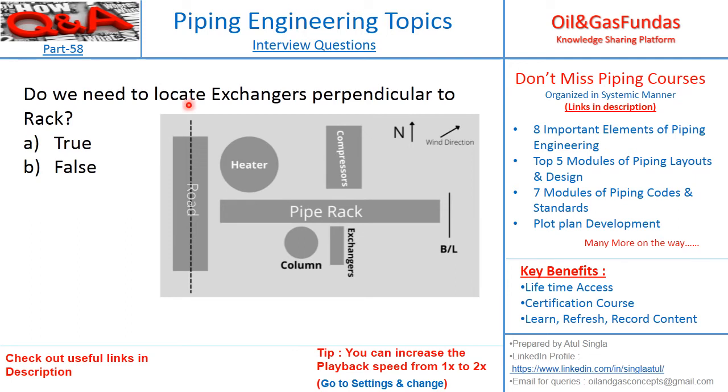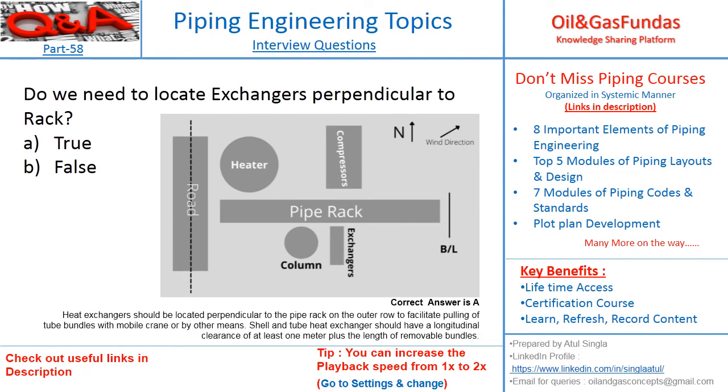Do we need to locate exchangers perpendicular to the rack? If you think about this layout, there is a pipe rack and there is a heat exchanger placed perpendicular to this. Do you think this is the preferred one? Just think about it with respect to north wind direction, compressor, heater and other items which are visible in this layout. Is it okay? The correct answer is A.